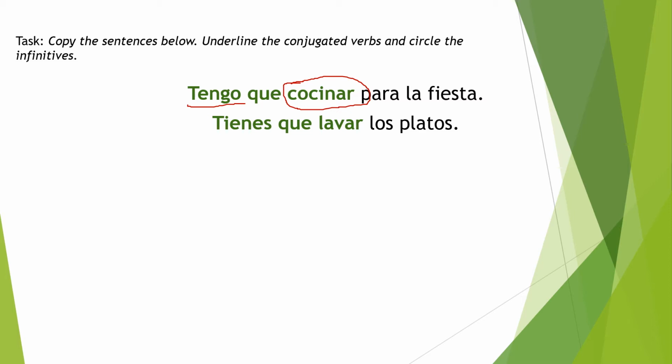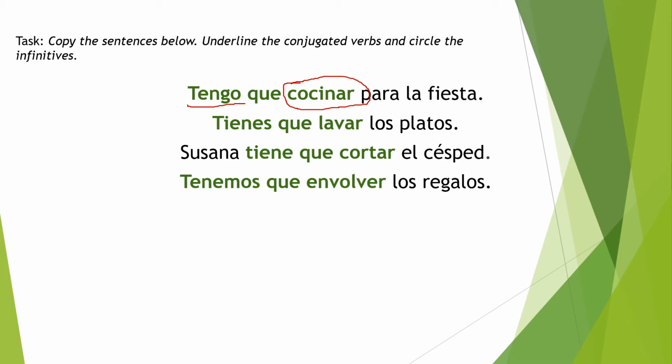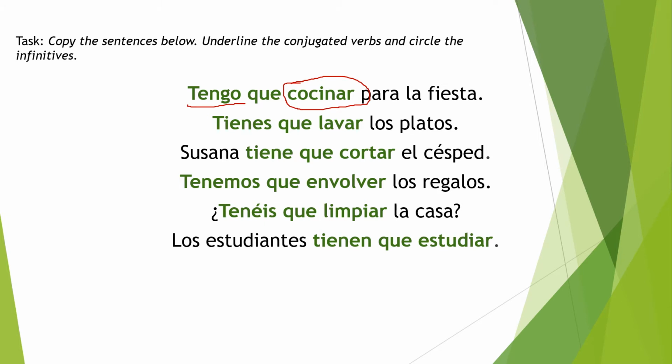The second one is tienes que lavar los platos. Write the whole sentence, including the rest of the words, not just the green and the bolded part, and then underline and circle. Susana tiene que cortar el césped. Tenemos que envolver los regalos. Tenéis que limpiar la casa. Los estudiantes tienen que estudiar. Okay, if you need more time, pause it so that you can copy, underline, and circle.